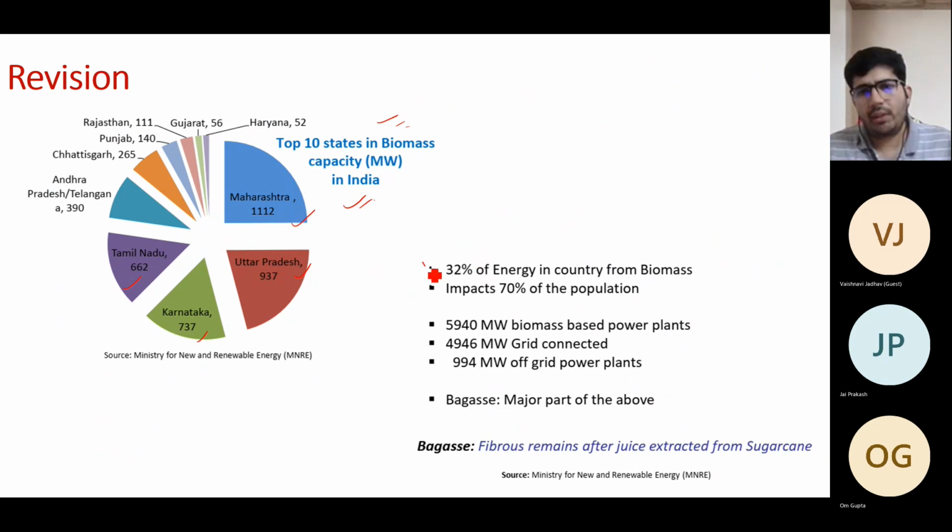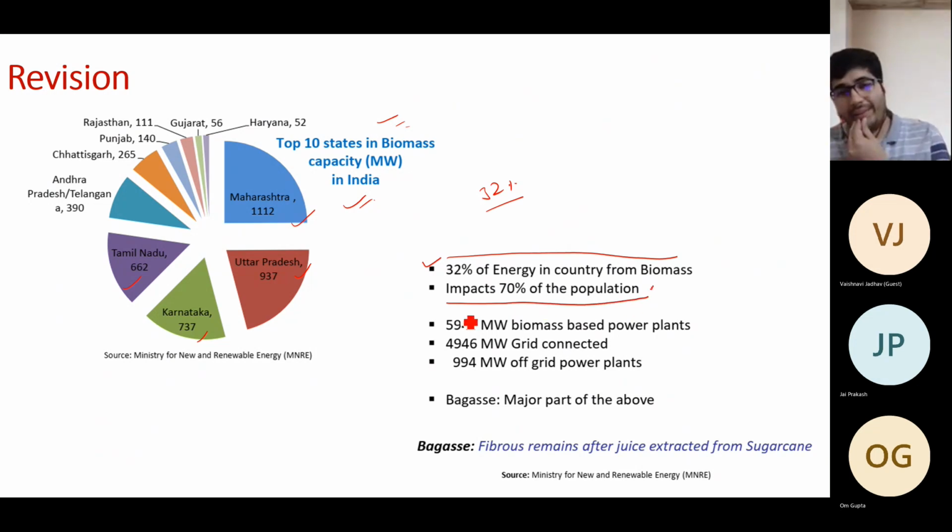So 32% of energy in the country is from biomass. As of now, we are having 32% of energy from biomass, so it impacts 70% of the population. Okay, so biomass has an impact on 70% of the population. So you can see the importance. We currently have 5,940 megawatt of biomass-based power plants.